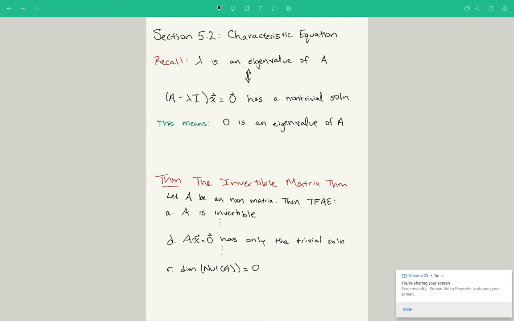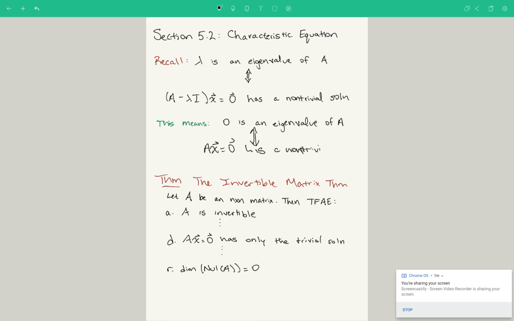Let's go ahead and look at a specific eigenvalue. If 0 is an eigenvalue of A, then A minus lambda I is going to collapse down to A minus 0 times I, which is just A. So this becomes Ax equals 0 has a non-trivial solution.